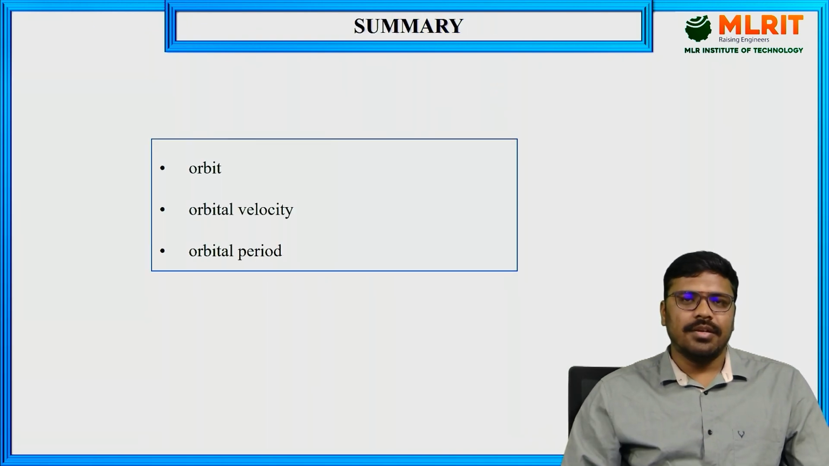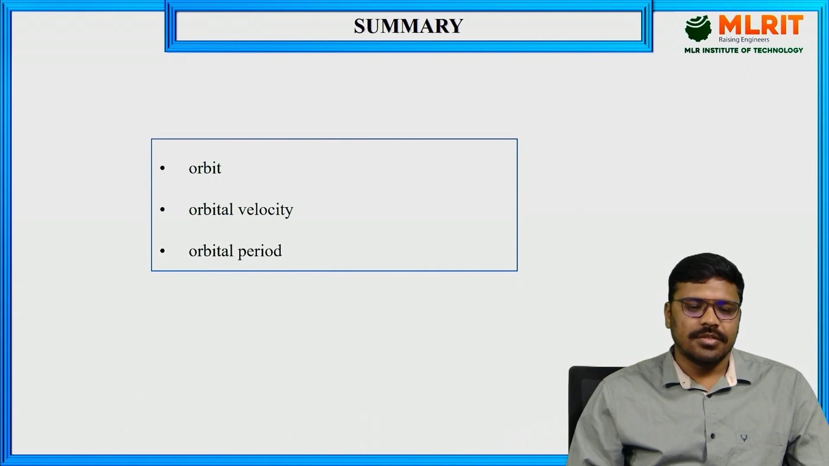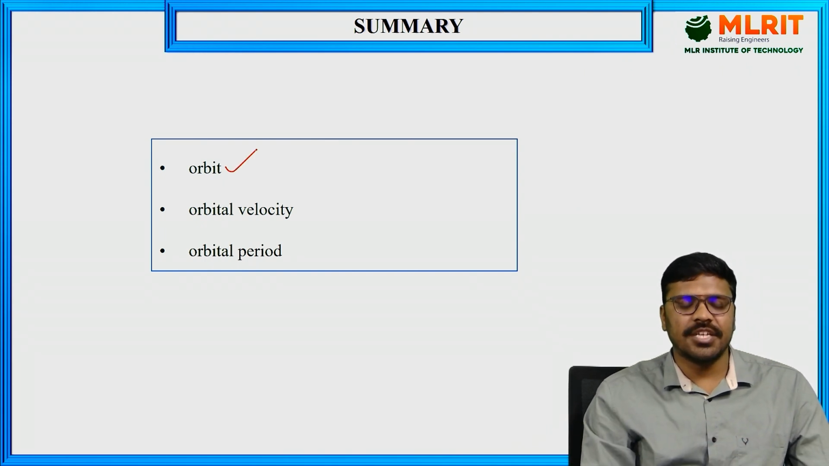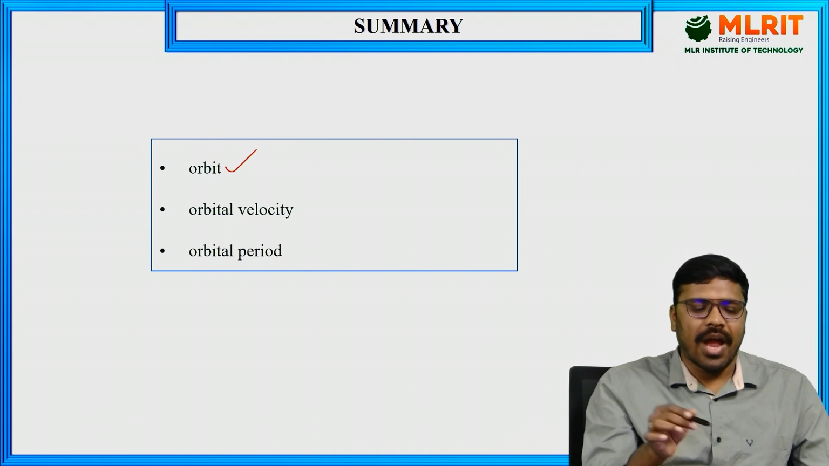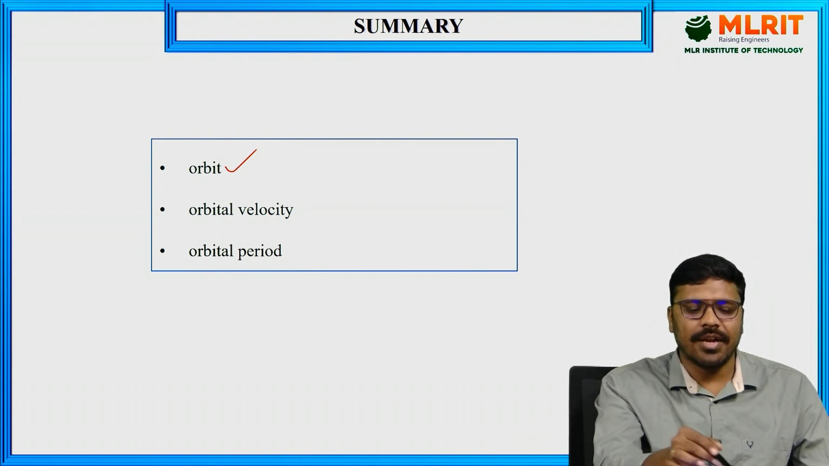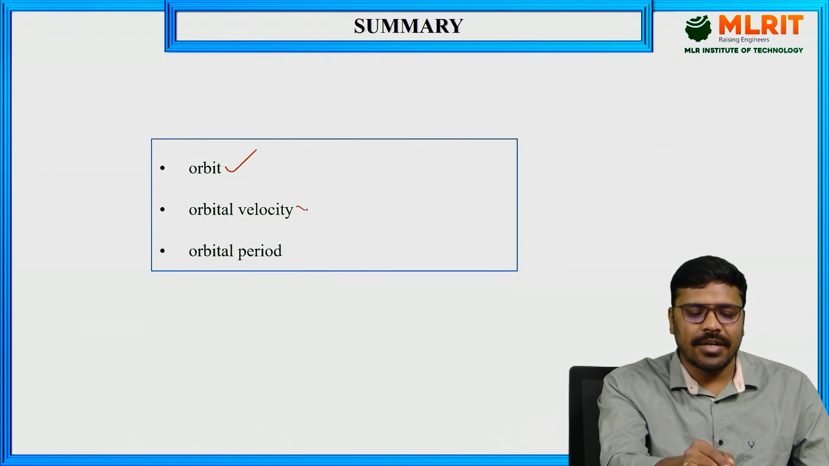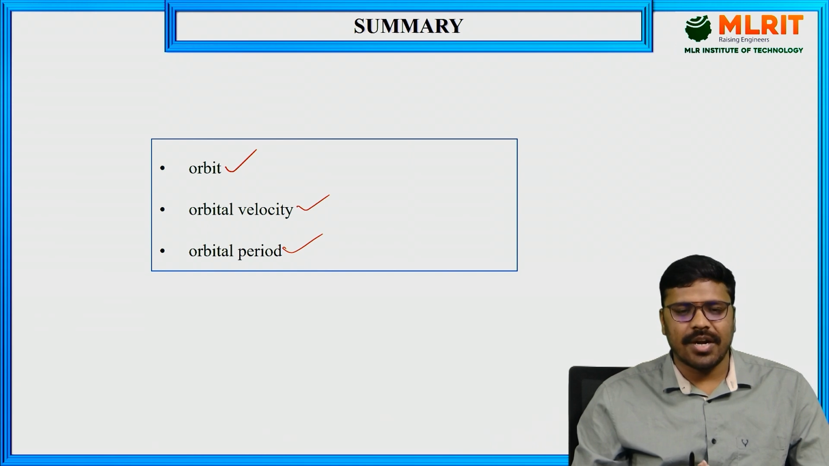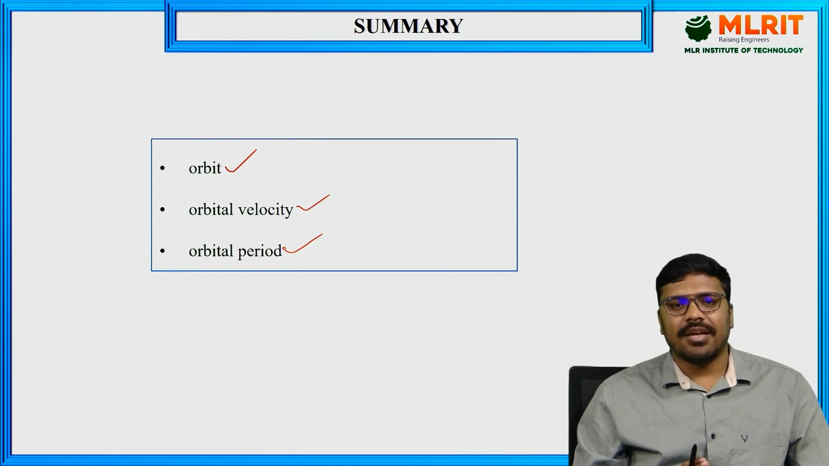Coming to the summary of today's presentation, we have gone through the definition of orbit, the condition for an object to stay in a particular orbit, how much orbital velocity needs to be maintained for an object at a particular height, and the time taken for the object to complete one rotation in orbit, that is the orbital period. These are very important parameters to understand in analyzing the motion of bodies in space.